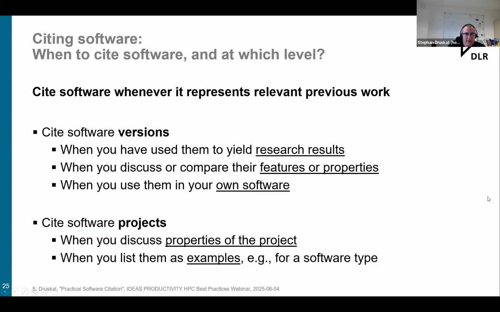Citing software in your own software can be done by listing them as references in your CFF file, like I said before. There are cases where you want to cite the software project, and that's when you discuss properties of the project rather than the version. So this may be something high level, such as the general type of software. Also, when you list software as examples, you probably don't want to cite a specific version, you want to cite the project.